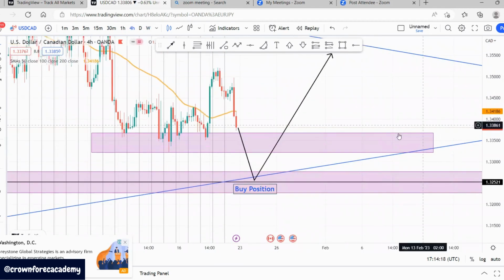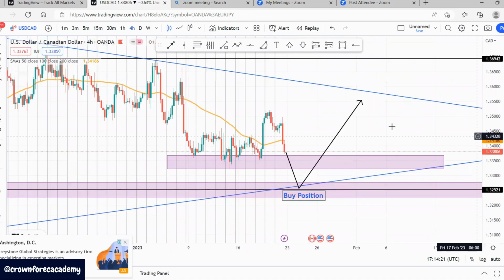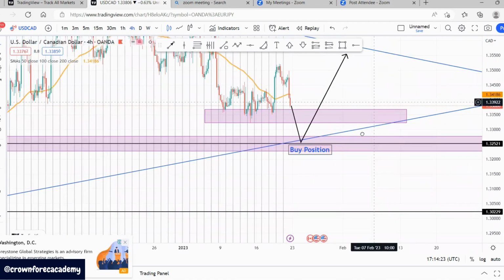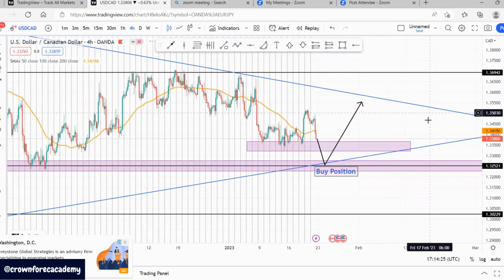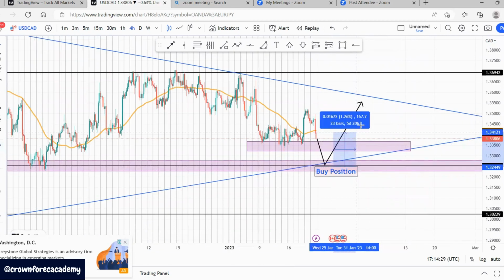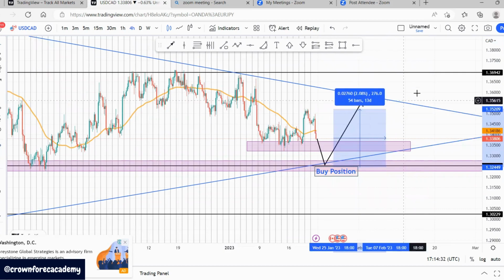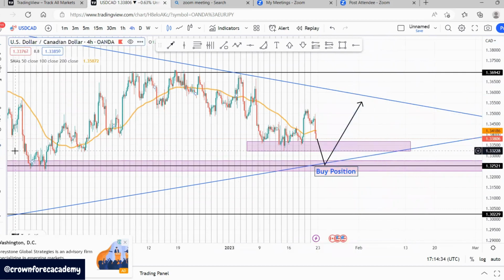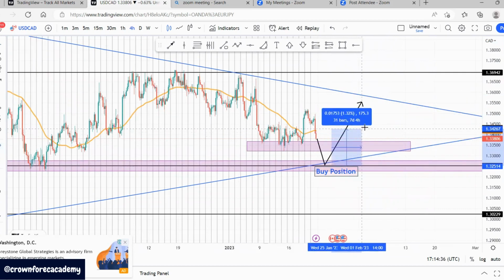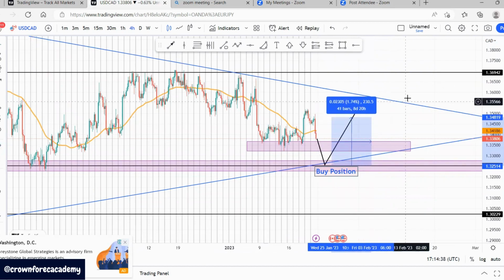So basically that's the zone I will be watching out for to catch more pips. And like I said, for swing traders, just to catch more pips, that's like 276 or 215 or thereabout, 230 thereabout.